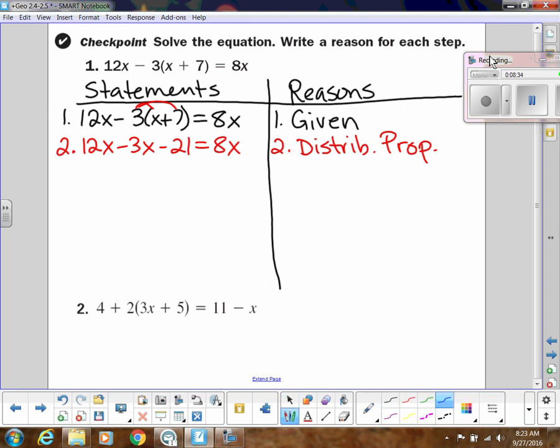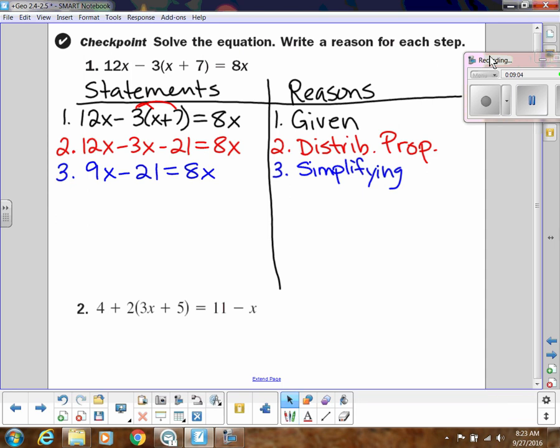The next thing we would do is combine like terms, right? It's 12x minus 3x. We did not write this, but this is just called simplifying. I would also accept combining like terms. This is not the addition property or subtraction property, because subtraction property subtracts things on both sides of the equation. All we did was combine like terms on one side.